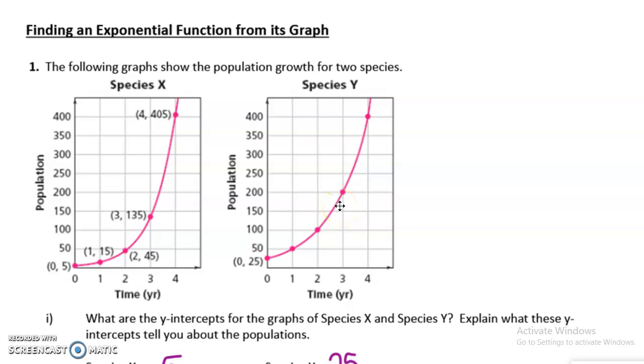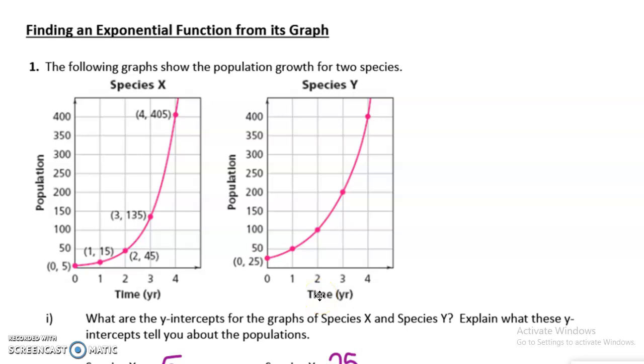Hi guys, we are going to write equations of exponential functions today given a graph. Our first question sets up kind of a scenario for maybe a little bit easier of an understanding before we just get some basic graphs. So we have two species, X and Y. The population is represented on the Y-axis and the time on the X-axis.